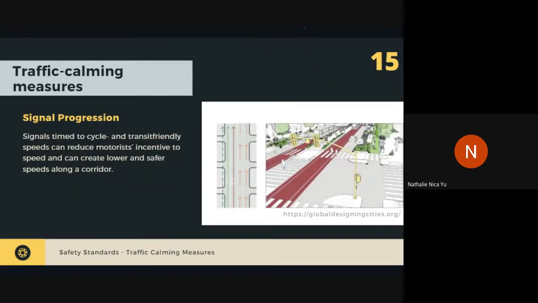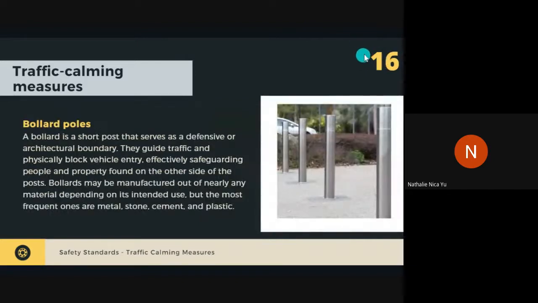Next, we have signal progression. Signals timed to cycle at transit-friendly speeds can reduce motorists' incentive to speed and can create lower and safer speeds along a corridor. Okay, next, please.